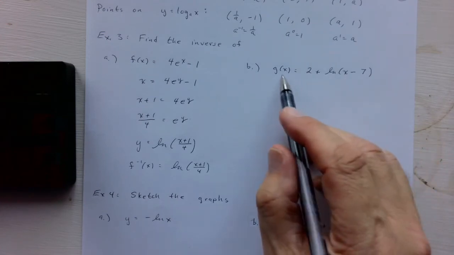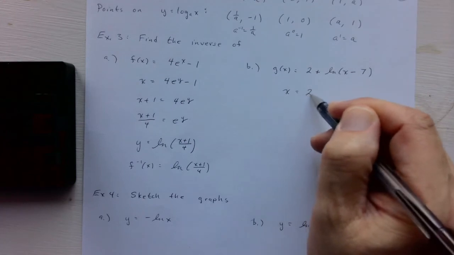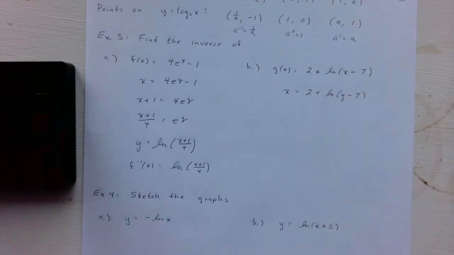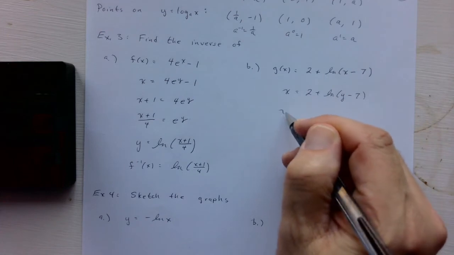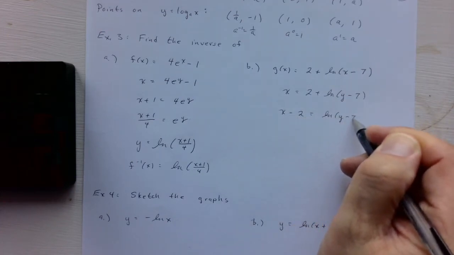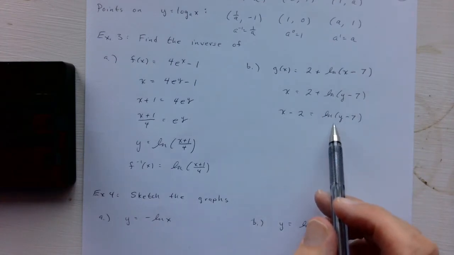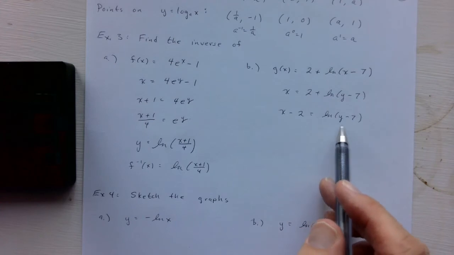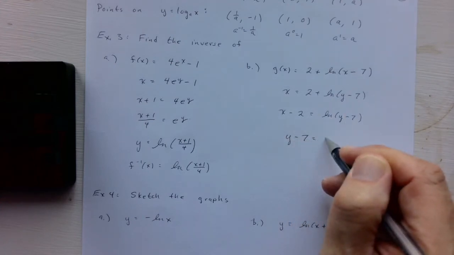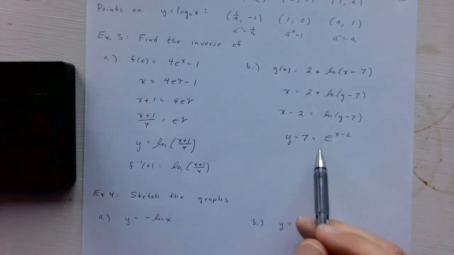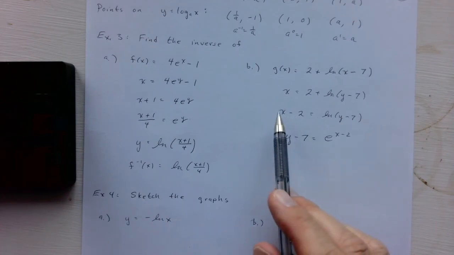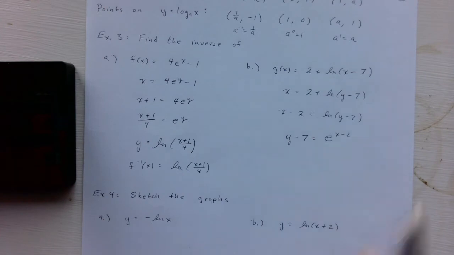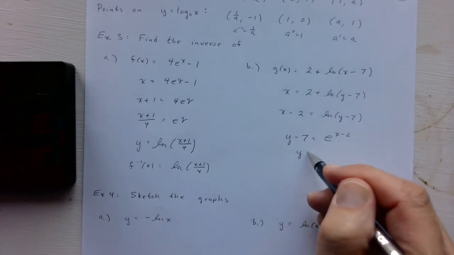We want to find the inverse of g if it exists, so we write x equals 2 plus the natural log of y minus 7. Now we're going to isolate the natural log, so we can write the exponential version. Subtract 2 from both sides, and we have the natural log of y minus 7 is x minus 2. This says that x minus 2 is the log you raise e to get y minus 7, so y minus 7 is equal to e to the x minus 2. The whole x minus 2 is the actual exponent, and these two statements are equivalent. Then we add 7 to both sides.